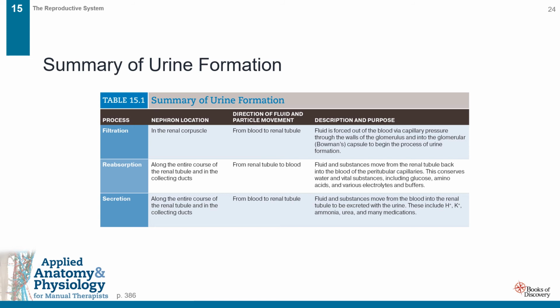And in terms of the process of secretion, the location is the entire course of the renal tubule and in the collecting ducts. The direction is from the blood to the renal tubule, and in its description and purpose, the fluid and substances move from the blood into the renal tubule to be excreted with the urine. These include hydrogen, potassium, ammonia, urea, and many medications.